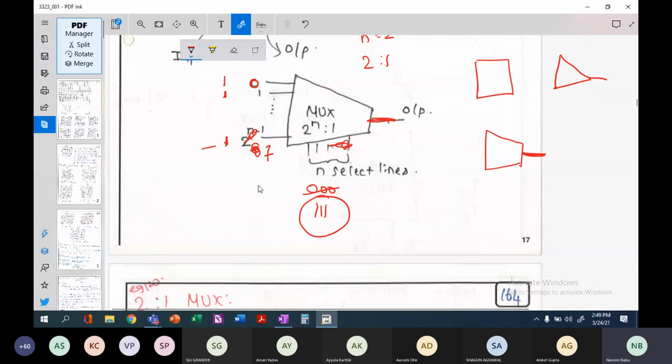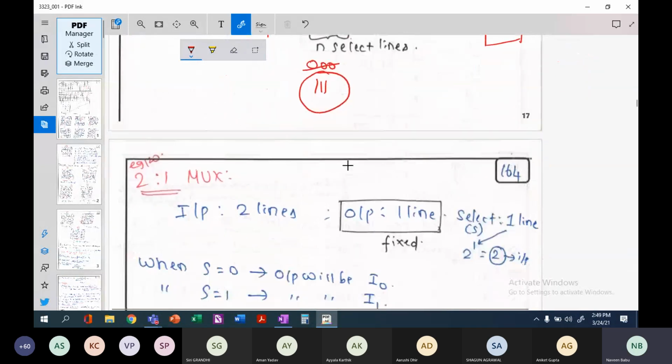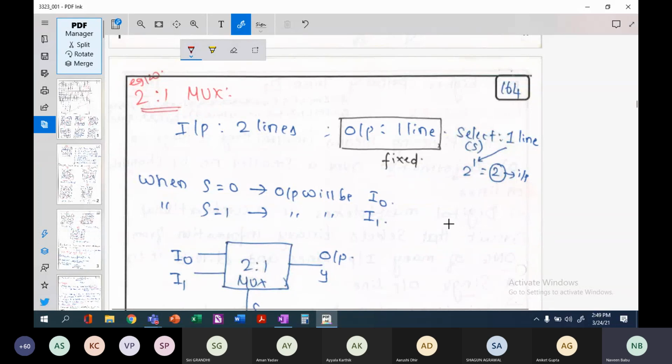Now let us take a very simple example of a 2 cross 1 multiplexer. I think we will take this example and then wind up before we move on to the 4 cross 1 multiplexer. When I say 2 cross 1 multiplexer, the number of inputs is 2. The number of outputs is obviously only one output line, so this is fixed. Now, how many select lines will there be? 2 power n is equal to 2. 2 power 1 is equal to 2, am I right? Which means n is equal to 1. The number of select lines will be 1 here.